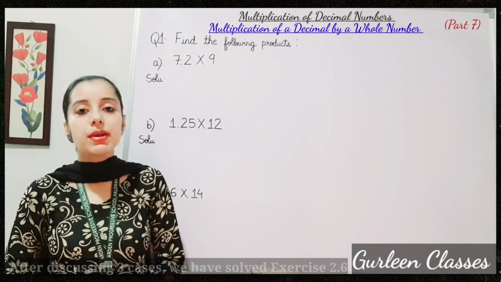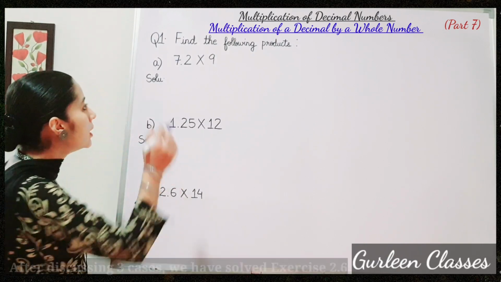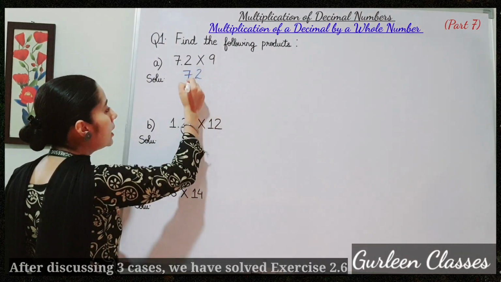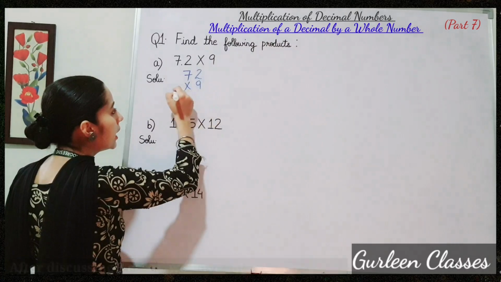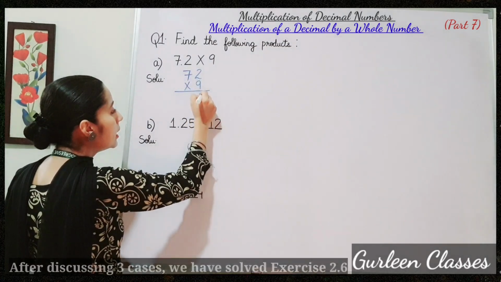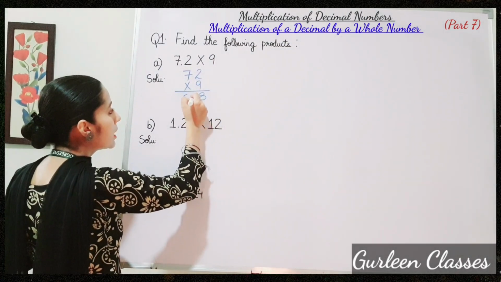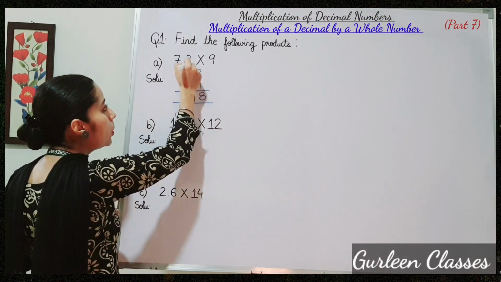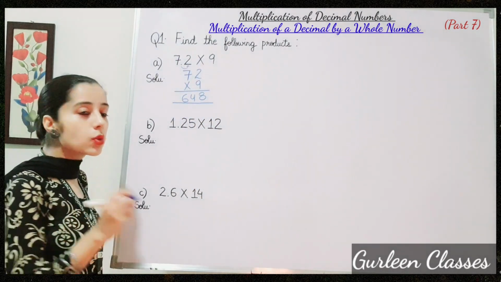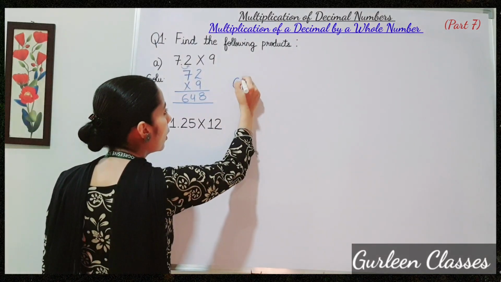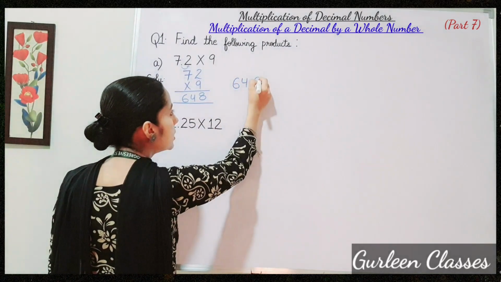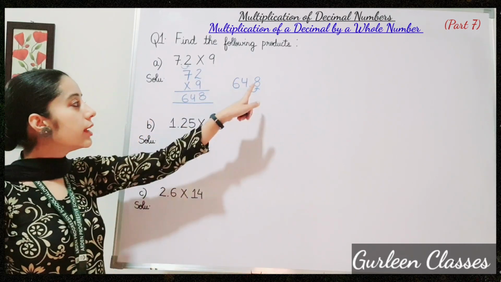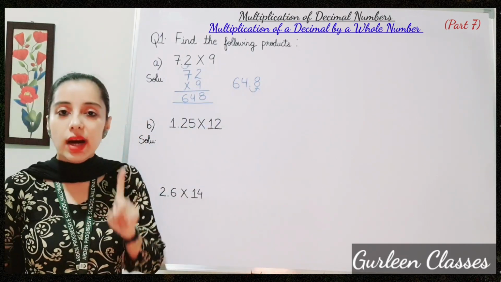So your first step is to ignore the decimal point. It will be 72, and multiply by the whole number, that is 9. 2 9s are 18, 7 9s are 63 plus 1, 64. So in the question after the decimal point you have only one digit. So in your answer after the decimal point there should be only one digit. So your answer is 64.8.